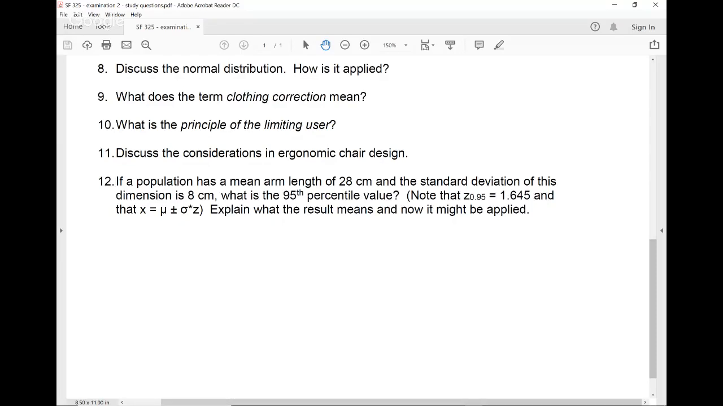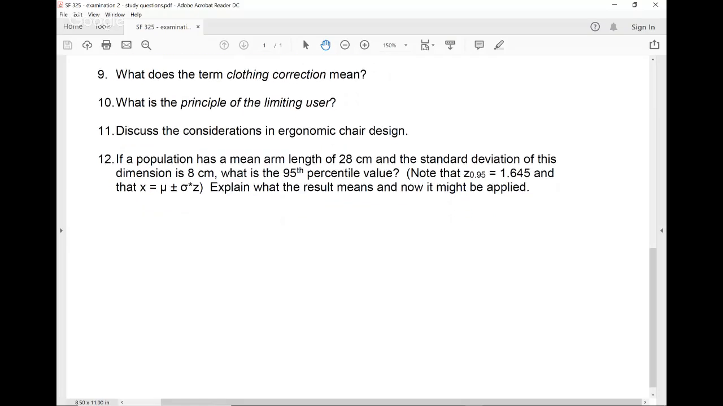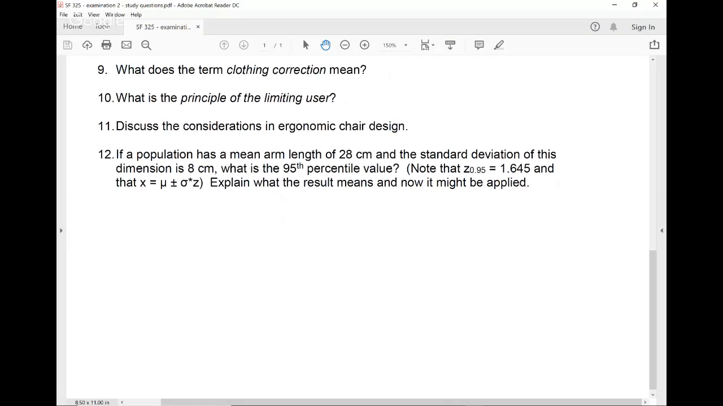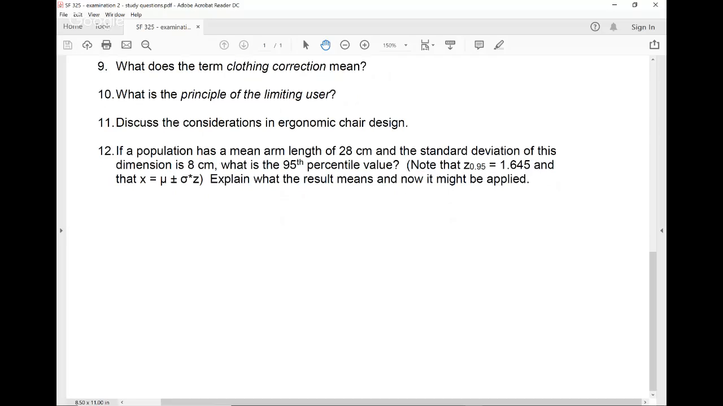That's how it's applied, though. It allows us to make certain assumptions about our population and helps us estimate what the upper and lower bounds would be for body dimensions, for example, so we can design our workstation better. Don't worry about number 9. We didn't really talk about it, and I'm not too concerned about it. I think of that more for heat stress than for ergonomics.